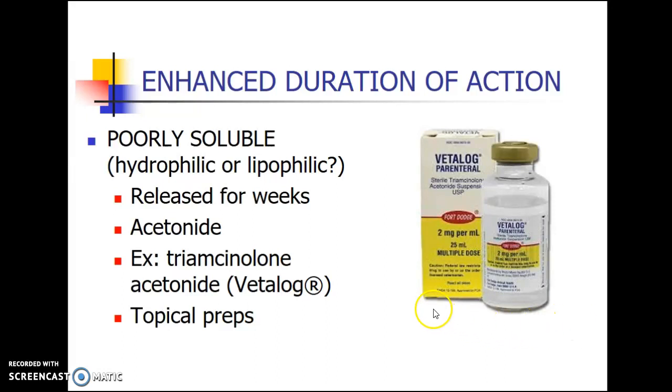We can give a kitty cat an injection of Vetalog, otherwise known as triamcinolone acetonide, and that is going to last that cat for a month, and it might help control an allergic reaction that they're having to something in their environment. And there are also topical preparations of these poorly soluble glucocorticoids.